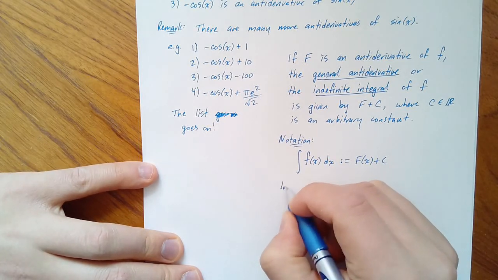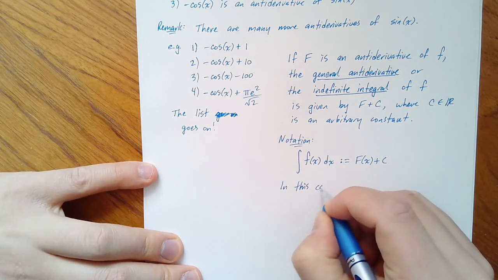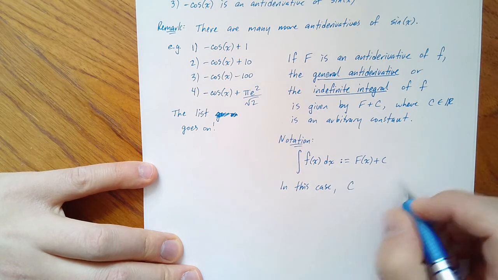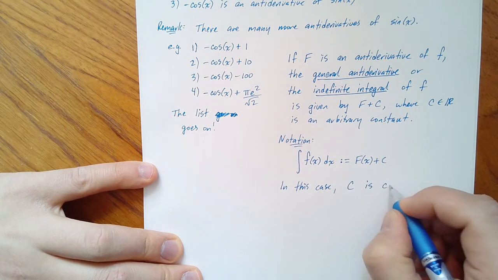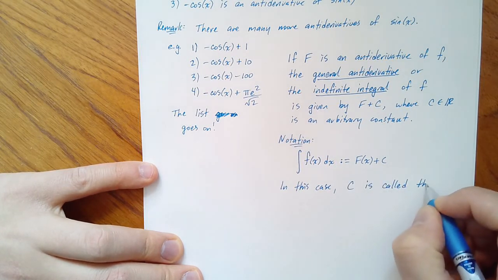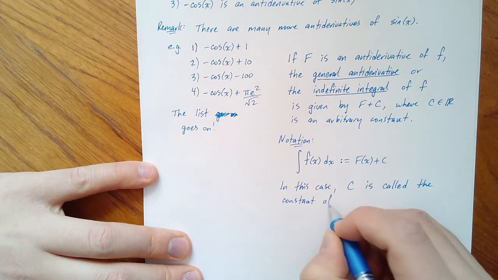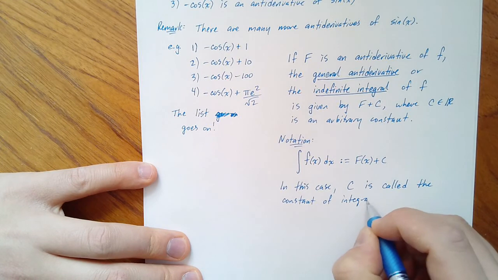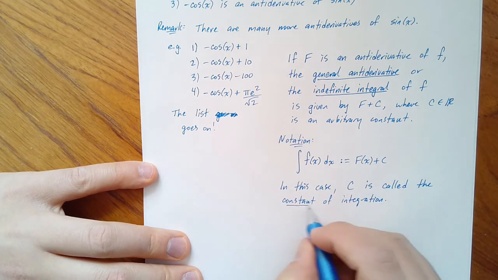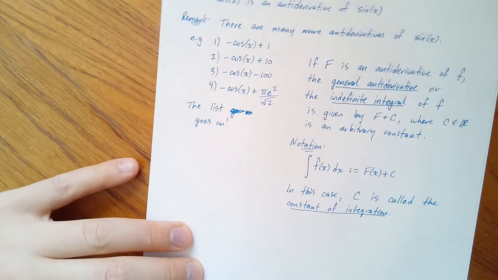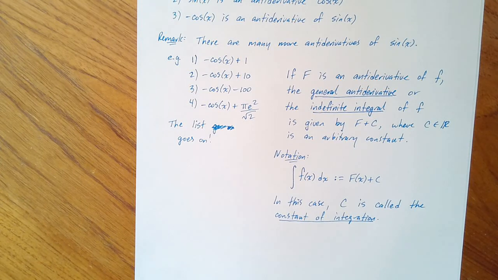In this case, we have a name for c. It's called the constant of integration. So that's the definition of a general antiderivative, and we'll do some more examples in the next clip.